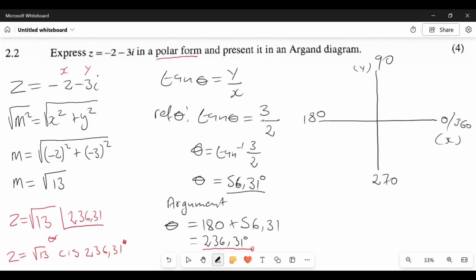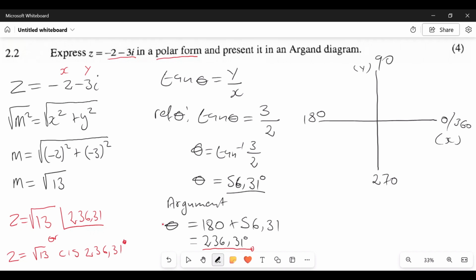Now another thing that you must do is to draw the Argand diagram. Before we draw the Argand diagram, just in case you don't know how to do all these things that we just did, you can go to the description. I left a playlist of complex numbers, especially on how to convert from rectangular form, which is this form, to polar. So go and watch those videos in the description.